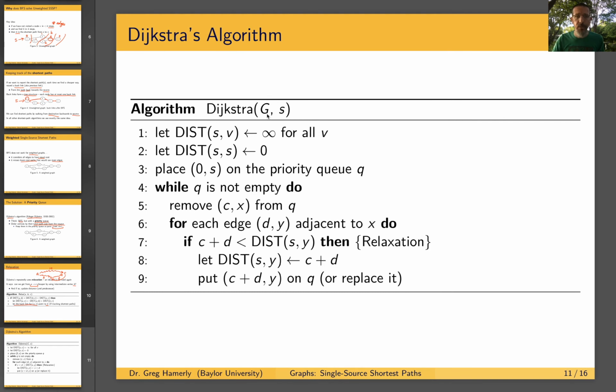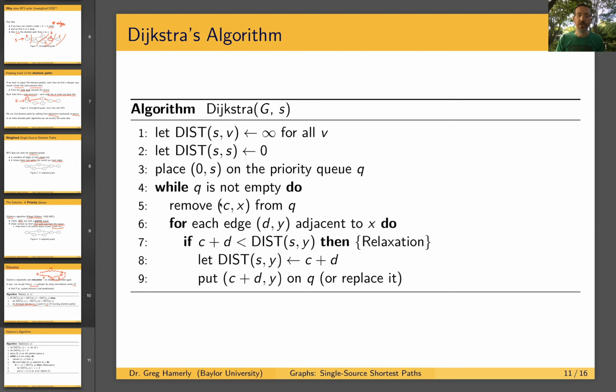Again, Dijkstra's algorithm input is a graph and a source. We initialize here in these first three lines, and the initialization is just that initially the distance from the source to every other vertex is infinity, except the distance from the source to itself is 0. And we're going to place onto the priority queue, which we'll call Q, the pair 0, s. Again, 0 represents the cost of getting from the source to that vertex, and s is the vertex. Clearly starting at s has a cost of 0.